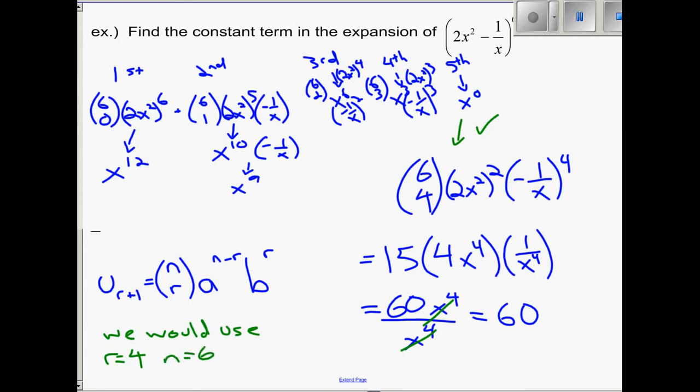n would be 6. That's the power on our initial expression. A here, our first term in the binomial, would have been 2x squared. And b would have been negative 1 over x.